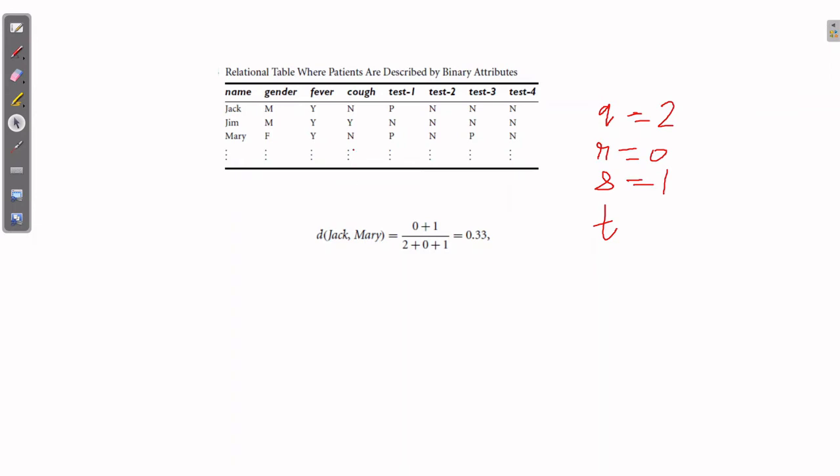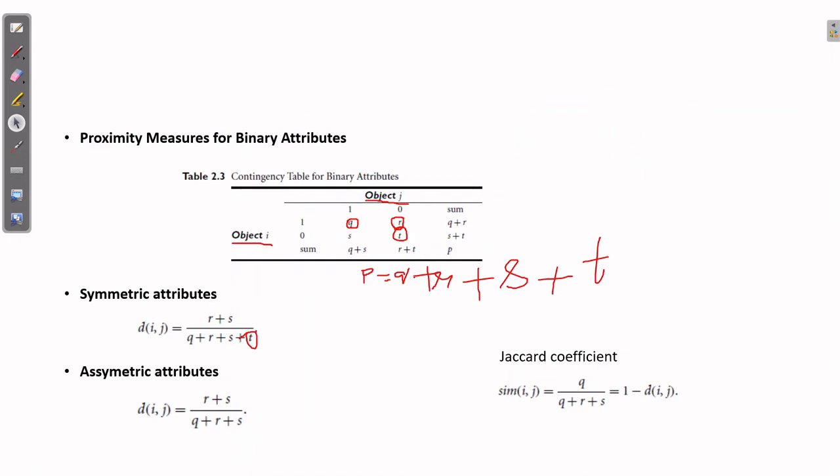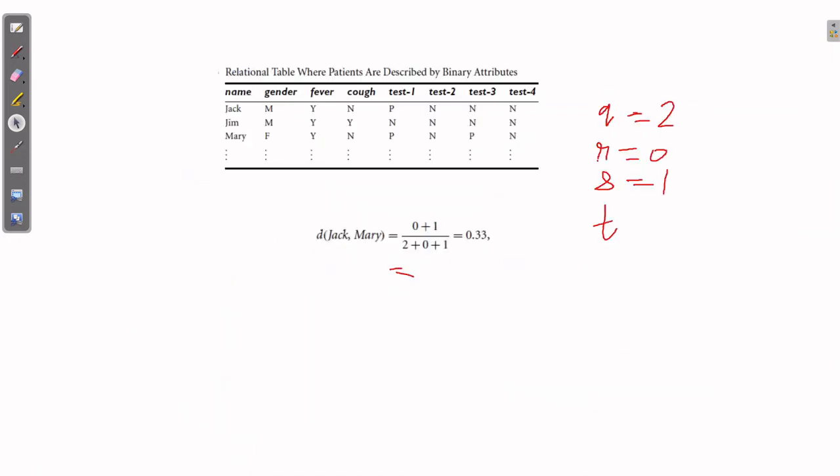And T is where both are zeros. But here we are not considering T, because we're considering an asymmetric type of binary attribute. So in that case, the distance between Jack and Mary is equal to (R plus S) divided by (Q plus R plus S). R is 0, plus S which is 1, divided by Q which is 2, plus R which is 0, plus S. This is how we calculate.